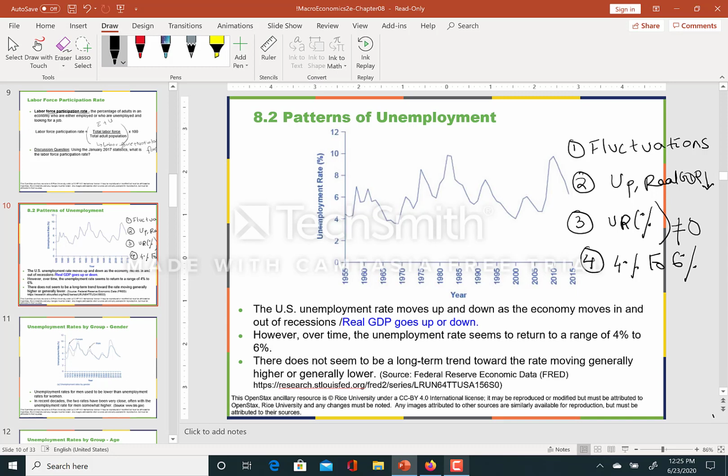And the other observation that I did not make here on the first slide is we see low unemployment rate for very small periods. Okay, so that's all for now.